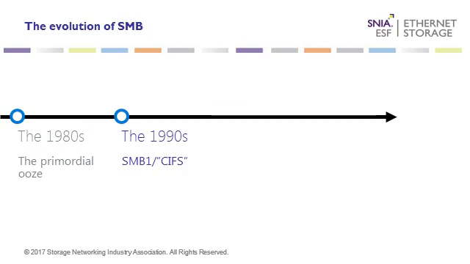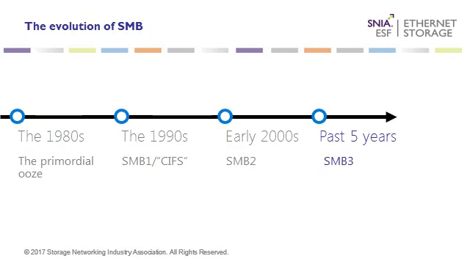Then along came, around the Vista time frame, SMB2. I'm sure nobody noticed it because it was in Vista, but by Windows 7 you probably were getting comfortable with it. Then came, over the last few years, starting in 2012, with Windows 8, SMB3.